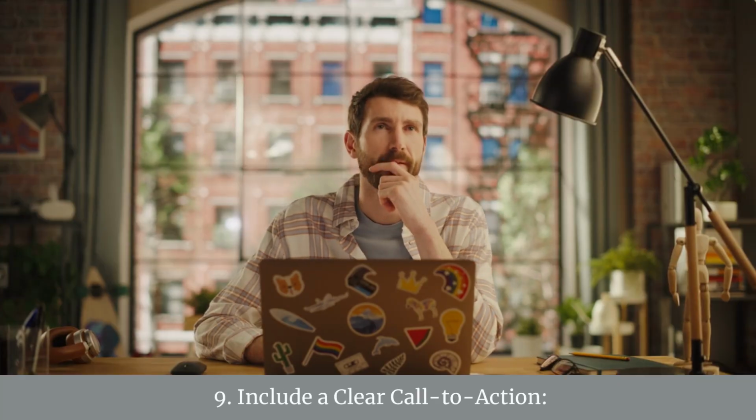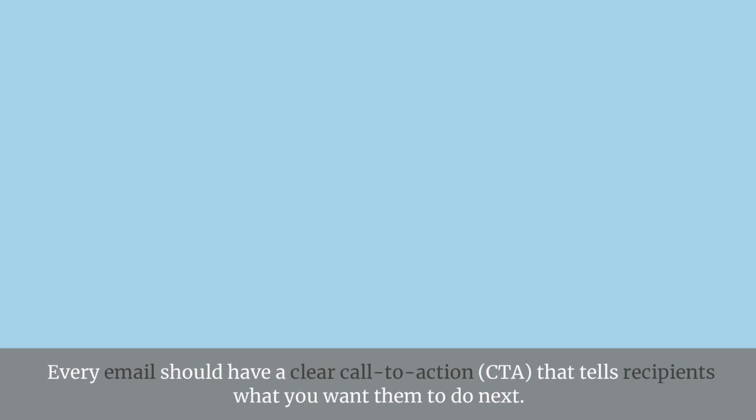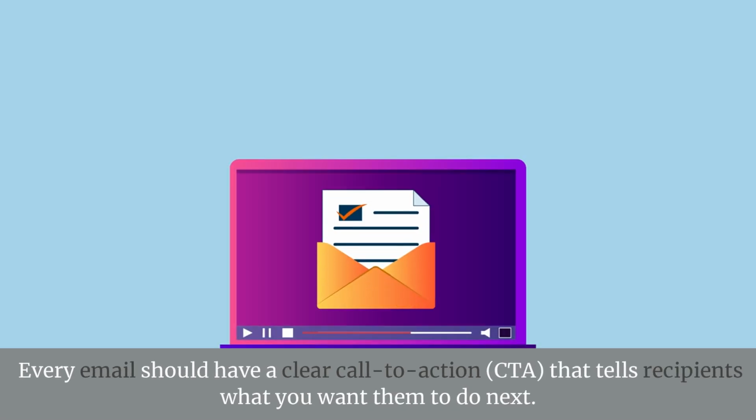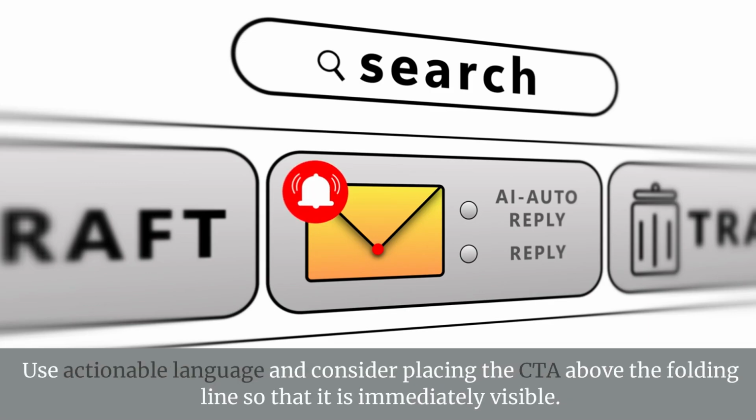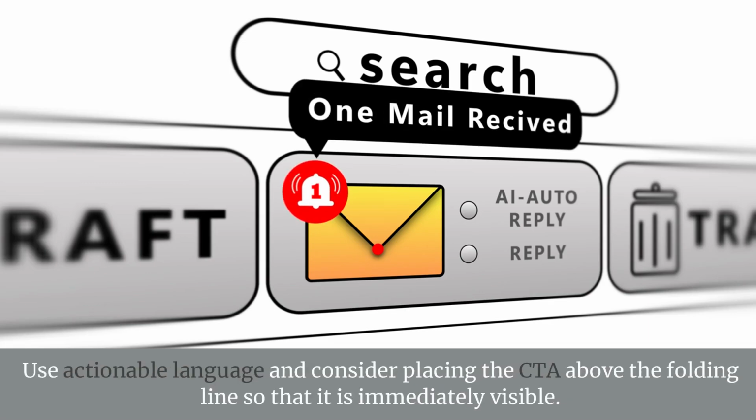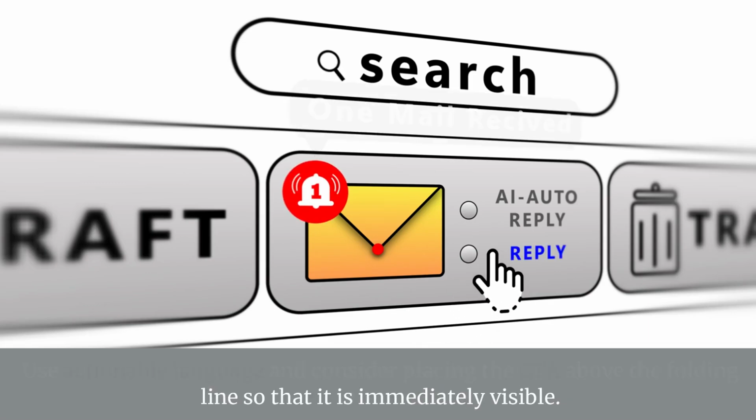9. Include a clear call to action. Every email should have a clear call to action, CTA, that tells recipients what you want them to do next. Use actionable language and consider placing the CTA above the fold so that it is immediately visible.